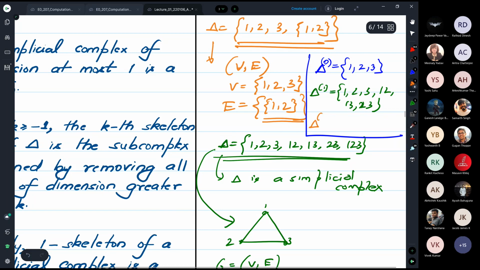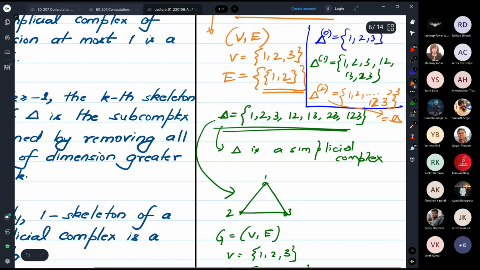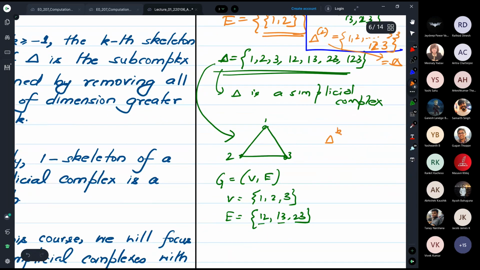Okay, so similarly, I can define delta 2. So this will be 1, 2, all the way up till 2, 3, and it will also include 1, 2, 3. Is this okay? So basically, delta 2 will be delta. And I hope you agree that delta k in this particular case, for all k bigger than or equal to 2, will equal delta itself.